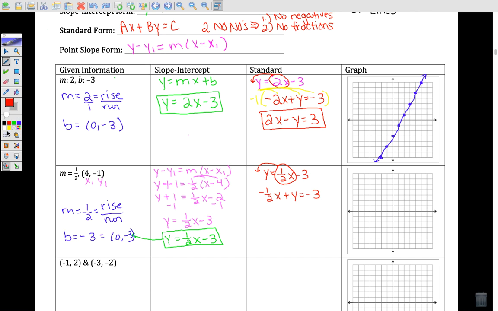So to get rid of this, you have to multiply everything by a negative, because that gets rid of the negative, and then by the denominator, because that gets rid of the fraction. So multiply everything in here by -2. So when we do that, we end up with -2 times -1/2 just gives me x. -2 times y gives me -2y. And -2 times -3 gives me a +6. So there's my standard form.